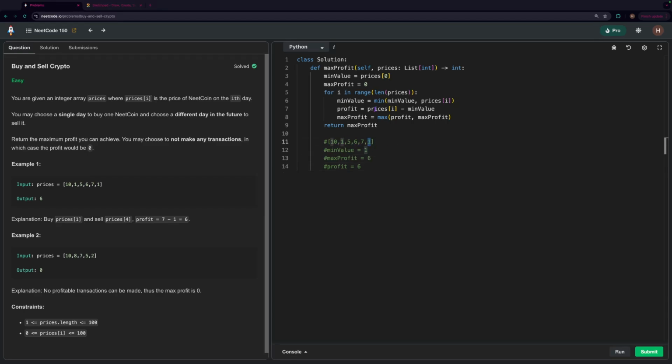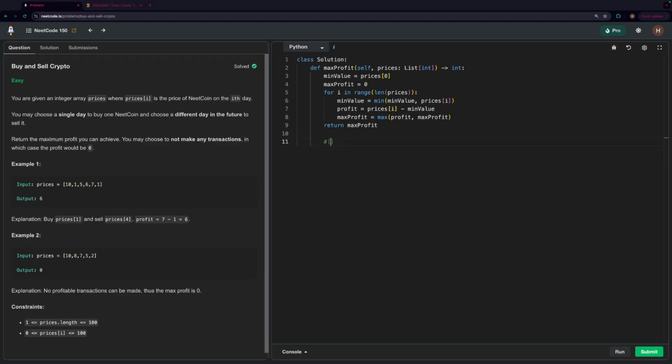And then we're at 1. We compare min value with min value. They're both 1, so it doesn't matter. And then we have profit equals price at i minus min value, so 1 minus 1 is equal to 0, and max profit stays as it is. So in this case, it seems like we got the right output.